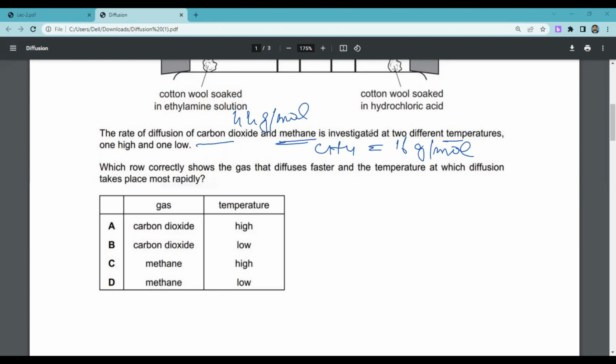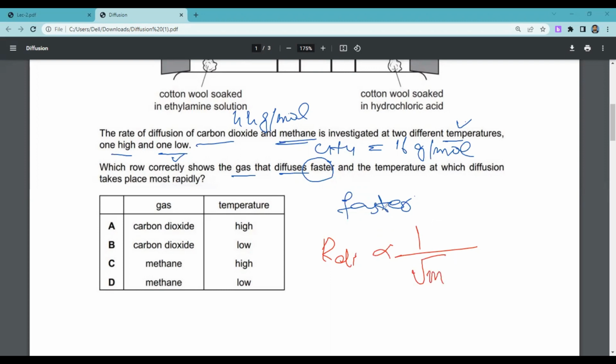At two different temperatures, one high and one low. Which row correctly shows the gas that diffuses faster? Now we have to find which gas will diffuse faster. The one with low molecular mass, because the rate of diffusion is inversely proportional to the square root of molecular mass.